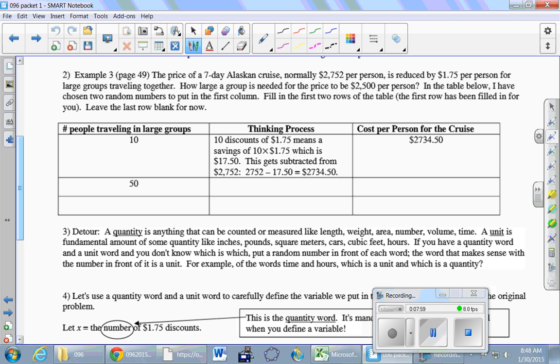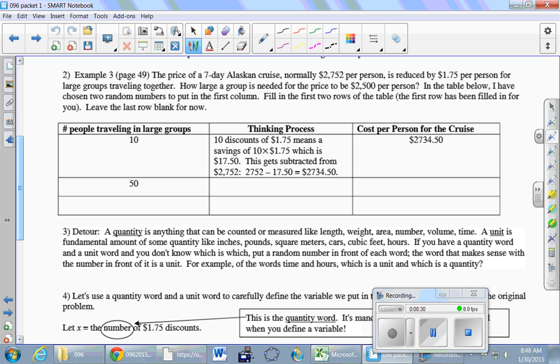Okay, so the basic setup here, the cruise costs however much it costs, $2,752. But there's a group discount. So if you can find enough of your friends to go in on this with you, the price comes down. And every time another person joins your group, what's the discount for each of you? It's $1.75 for every person that goes in, right? And so we want to know, can we get that price from the starting $2,752 all the way down to $2,500? That's our buy price. So the question is, how many people do we need in our group to make that happen?